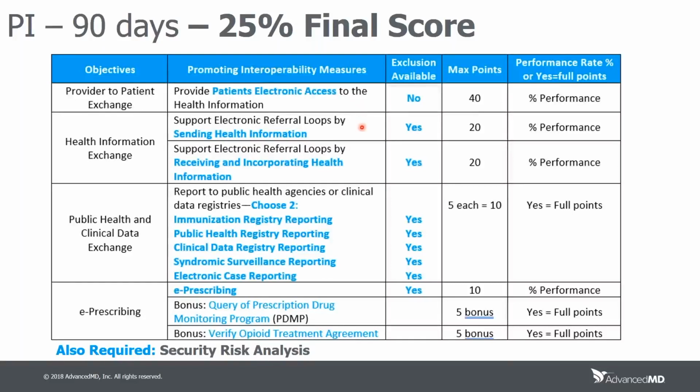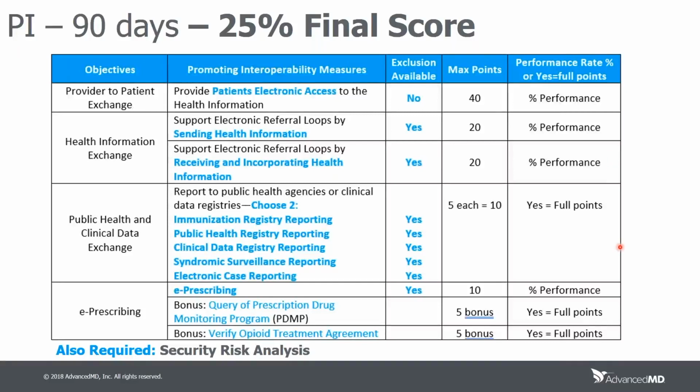how many did you get set up with the portal? For all of your transition of care appointments, so transition of care meaning that you are receiving a referral or you are referring out, how many times with those kind of patients did you send electronic health information? Did you receive and incorporate health information? And that's going to be also based on a percentage performance.